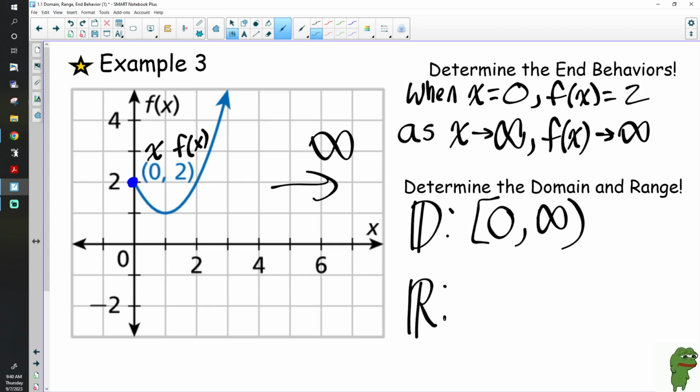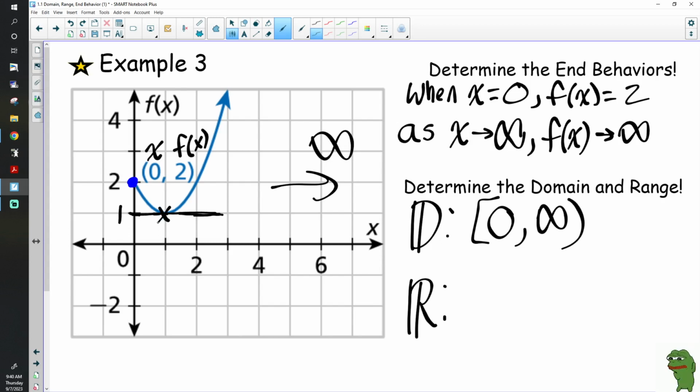I know why you want to say 2. Why is it 1? It curves down to 1. Isn't this the lowest part of the graph right here? Right there. That's the lowest point.